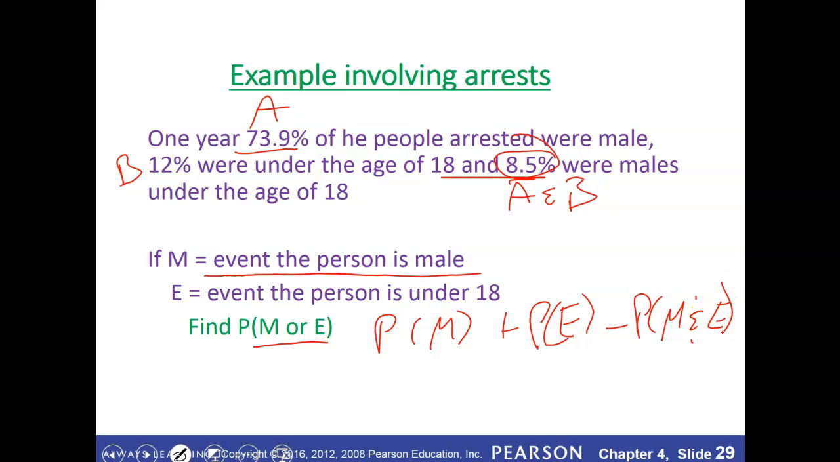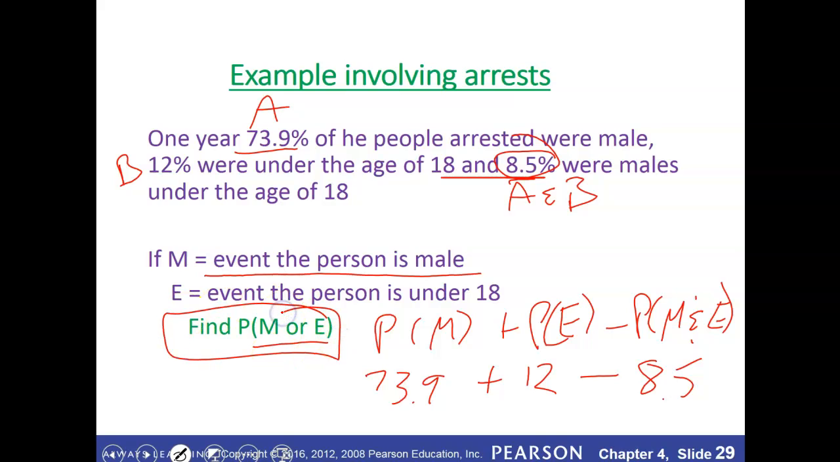So the probability of just M, the probability that the person was male, was 73.9%. Then I'm going to add to that the probability that somebody arrested was under the age of 18, that's 12%. But then I want to subtract the intersection, which is 8.5% of the time they're in both groups. So I'm not sure what that comes out to be, but whatever 73.9 plus 12 minus 8.5 is, that's going to be the probability of M or E occurring.